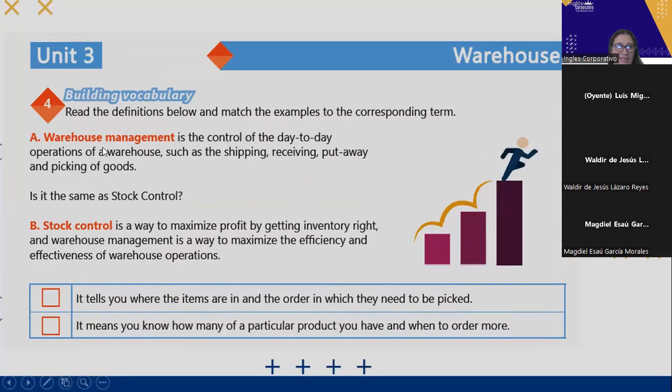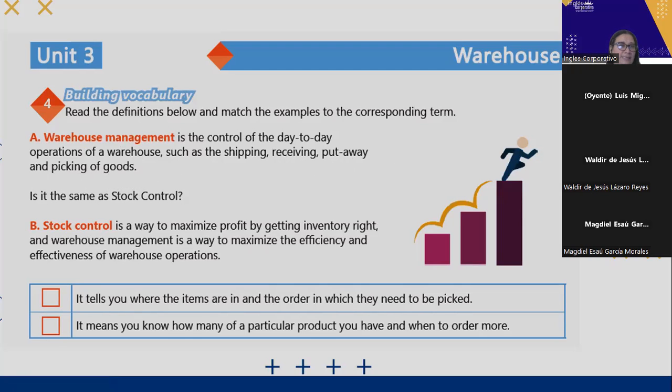Well, let's build vocabulary, okay? We have to read the definitions below and match the examples to the corresponding term. Warehouse management. Would you like to read the definition, please? Warehouse management is the control of the day-to-day operation of the warehouse, such as shipping, receiving, put away, picking of goods, products, right? Nice. So warehouse management is the control of the day-to-day operations of a warehouse, such as shipping, receiving, put away, and picking of goods. All right, so definitely it's all the work done in the warehouse, right?